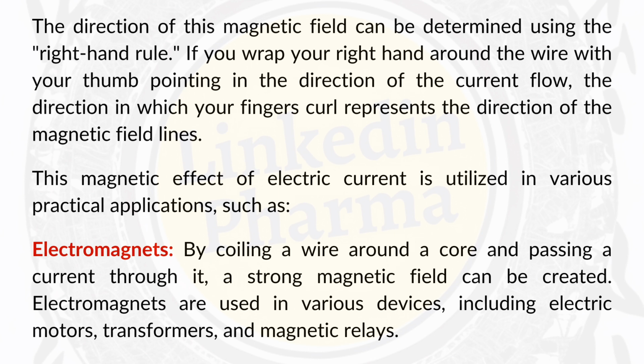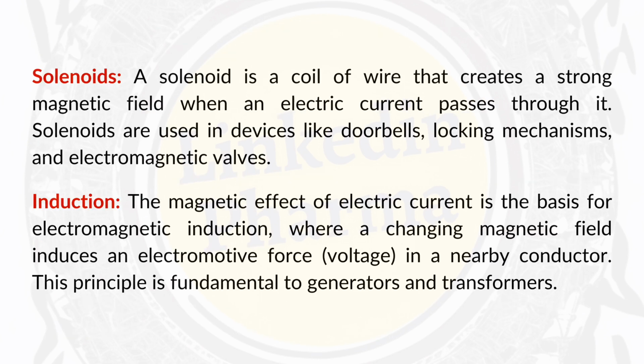Electromagnets are used in various devices, including electric motors, transformers, and magnetic relays. Solenoids. A solenoid is a coil of wire that creates a strong magnetic field when an electric current passes through it. Solenoids are used in devices like doorbells, locking mechanisms, and electromagnetic valves.